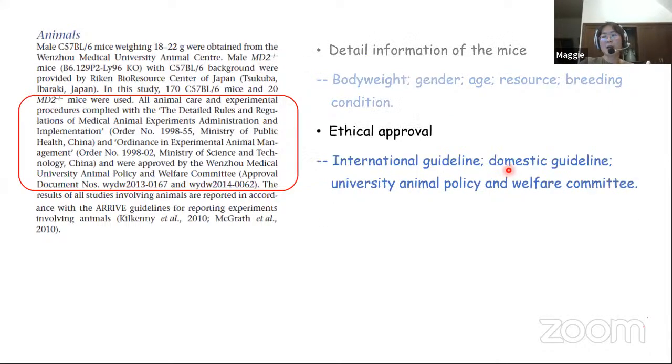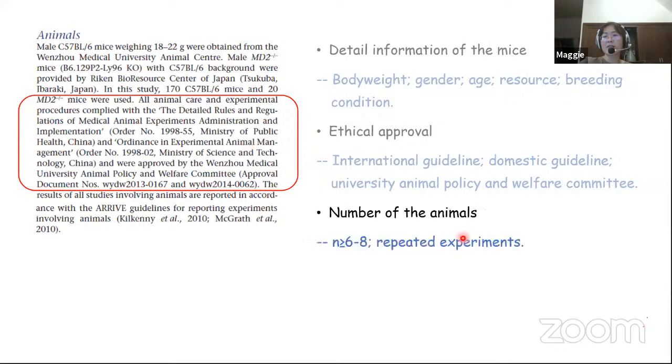And then, very important, you need to show the ethical approval for these animals. For example, in this paper, I mentioned that all animal care and experimental procedures complied with the national law, the local committee policy, and also the international animal regulations, and so on. Without those approvals, most of the journals will reject your submission. So this one is very important. Write the ethical approval confirmation in the animal part of the paper.